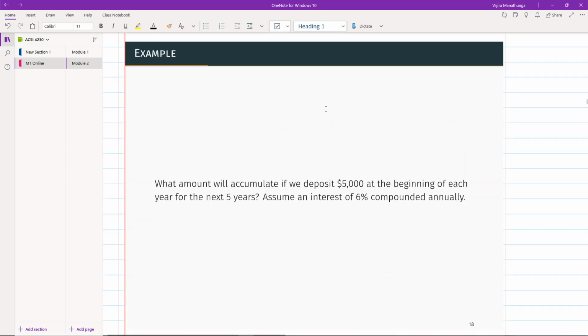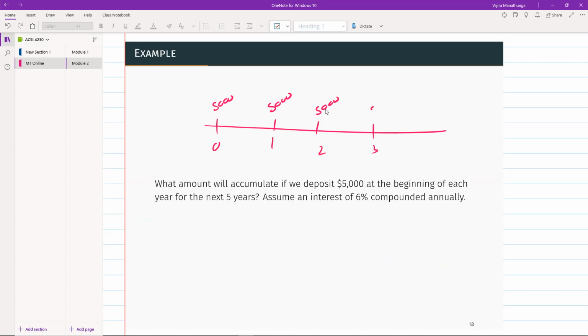Okay, so here's another problem. What amount will accumulate if we deposit 5,000 at the beginning of each year for next 5 years? Okay, so 0, 1, 2, 3. 5,000, 5,000, 5,000, 5,000 for next 5 years. So 5,000. So how do you calculate? The question is asking future value.